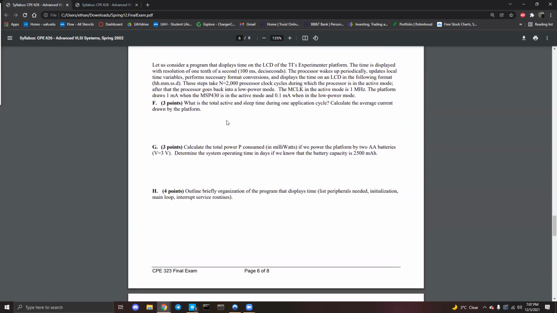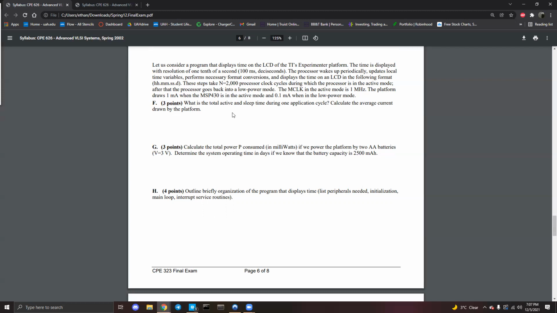So then he's got this big old brick of a question that's only worth 3 points. It says, let us consider a program that displays time on the LCD, our favorite peripheral we never used, of the TI's experimental platform. The time is displayed with a resolution of 1/10 of a second, in deciseconds. The processor wakes up periodically, updates local time variables, performs necessary format conversions, and displays the time on an LCD in the following format: hours, minutes, seconds, and deciseconds, a fraction of a second.